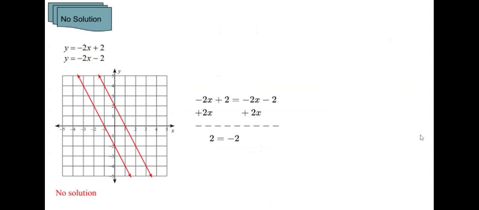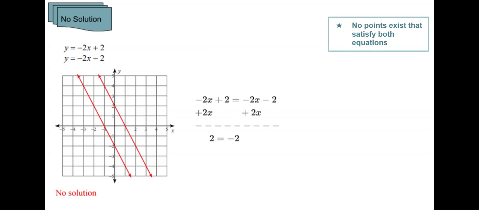The next situation is when we have no solution. So here we're given two different equations, y equals -2x plus 2 and y equals -2x minus 2. There's no point that satisfies both equations. Graphically, that means the two lines are parallel.